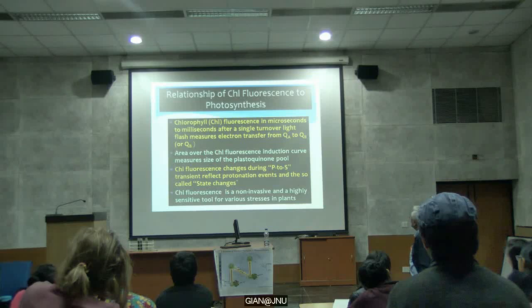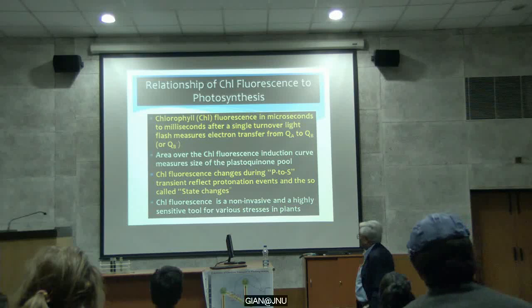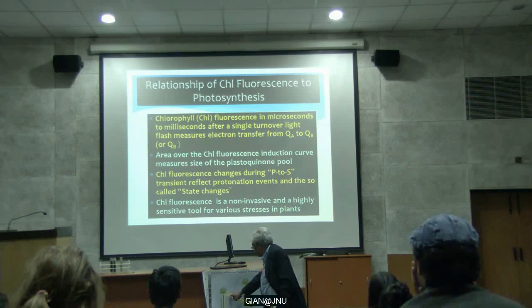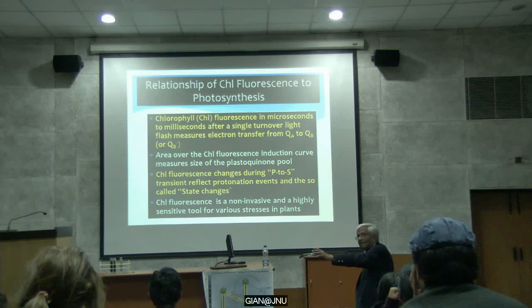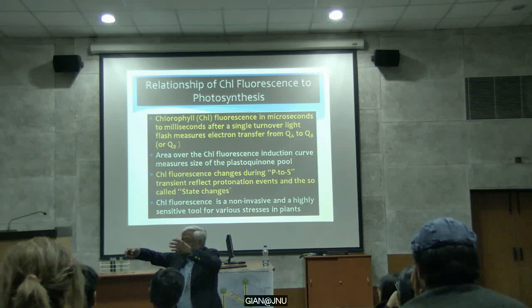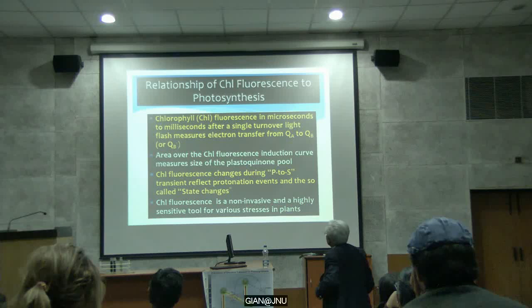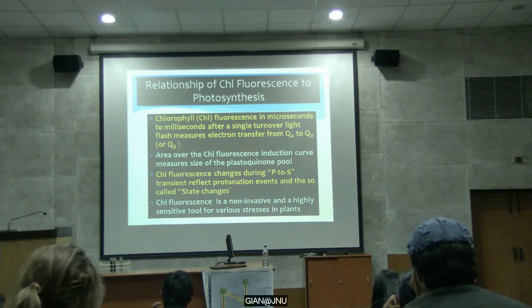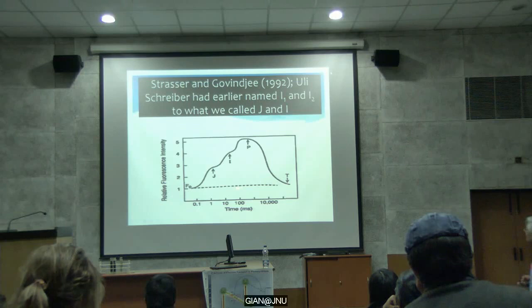We also know that instead of a flash, on a 200 microsecond time scale, the electrons are going from QA minus to QB. As I said, the first flash is going from QA minus to QB. After the second flash, it'll go from QA minus to QB minus. And it'll be slower because there's a negative charge. So 200 microseconds to 600 microseconds, or something of that nature, two or three times. So we can measure that by giving a flash of light, microsecond. And then the area over the curve, so here is the area over the curve. You can measure the area over the curve.